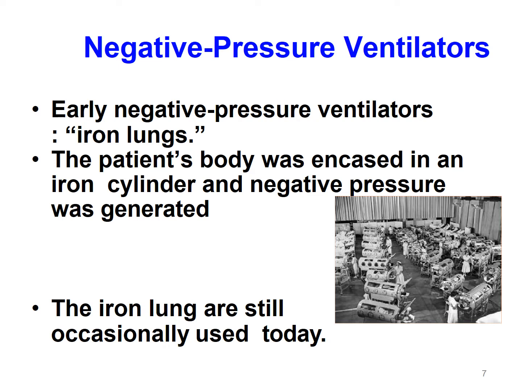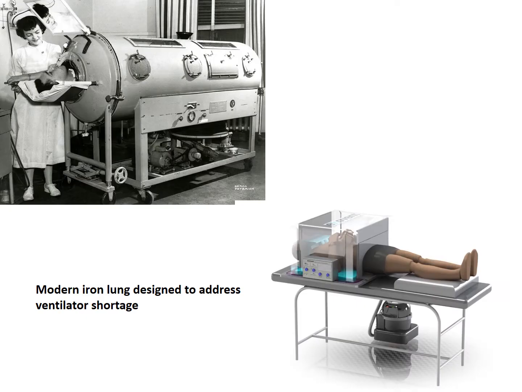First, it came during the period of the polio outbreak. These early negative pressure ventilators are known as iron lungs. You can see in the picture, it's an iron cage. The patient's body was encased in an iron cylinder and negative pressure was generated. These iron lungs are still occasionally used today, but not as in the previous days. See, the first one is the picture of an iron lung.